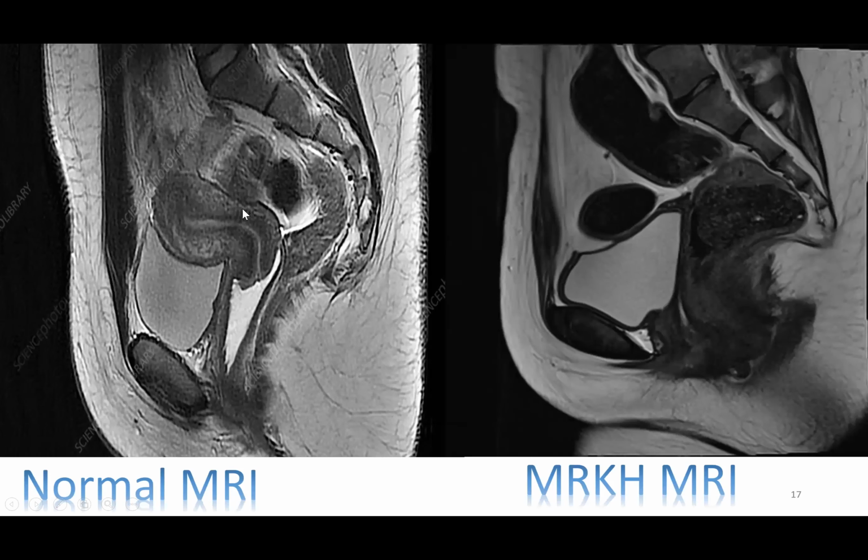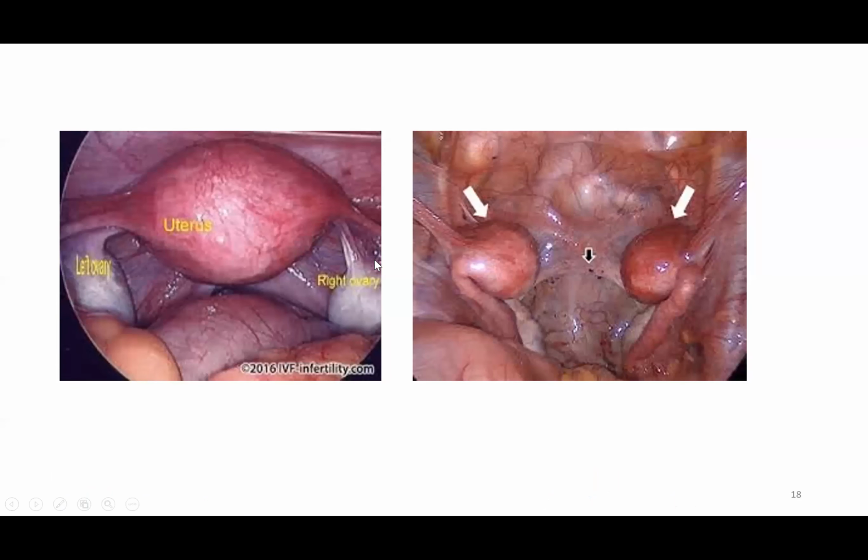As you can see, this is a normal MRI of a normal patient, where you can see the uterus, how it is anteverted, anteflexed. This is the fundus, here is the cervix, and this is the vagina. However, here you can see that the uterus is rudimentary. It is not normally developed in cases of Mullerian agenesis. Here is a laparoscopic image. On the left is a normal laparoscopic image, the uterus and both left and right ovary. However, in cases of Mayer-Rokitansky-Kuster-Hauser syndrome, the ovaries are present, but the uterus is absent totally, or sometimes just rudimentary parts are found.